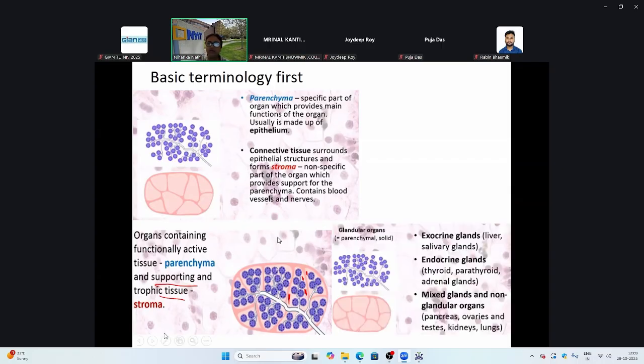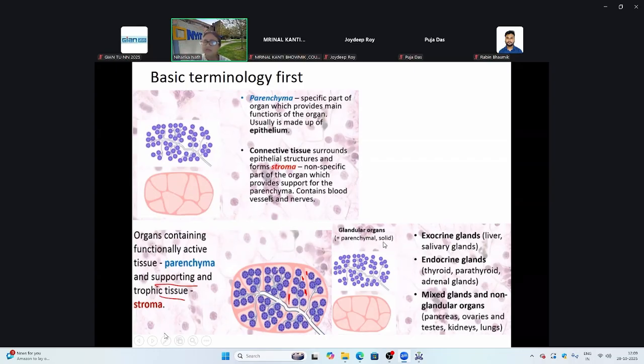All right. And the parenchyma can refer to a glandular organ. So exocrine glands, these cells secrete things, right? The salivary glands secrete salivary juices so that you can digest your food. Then the liver secretes enzymes to break down the fats. So they have exocrine glands.